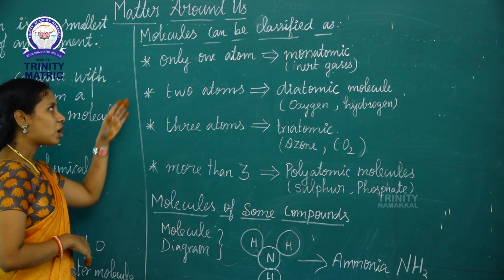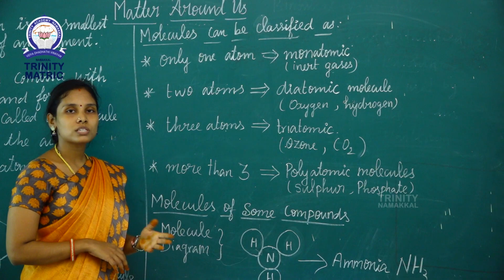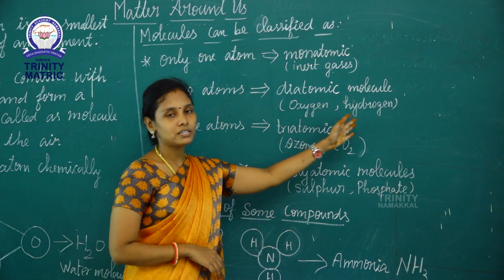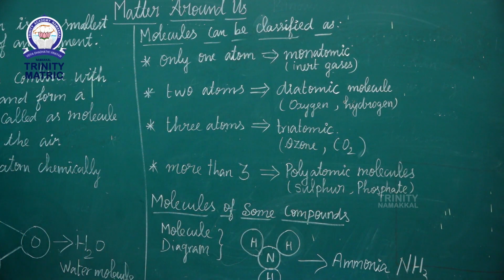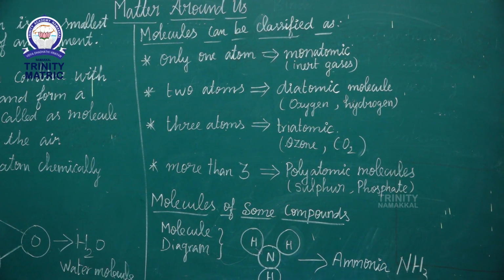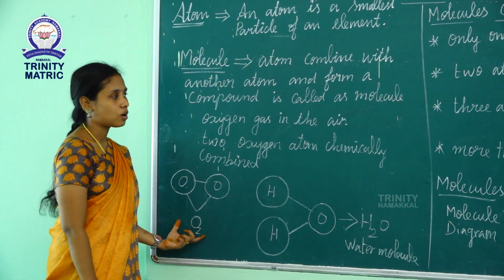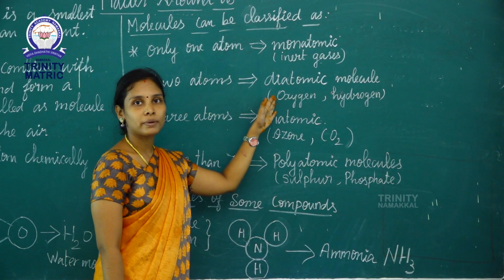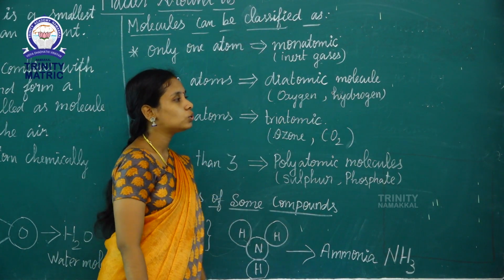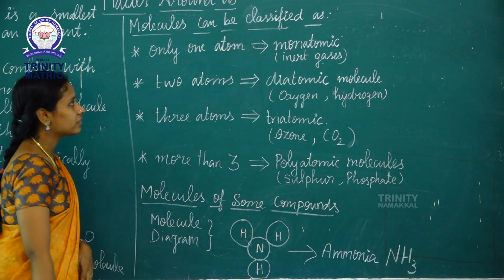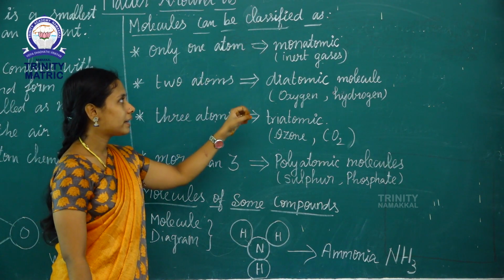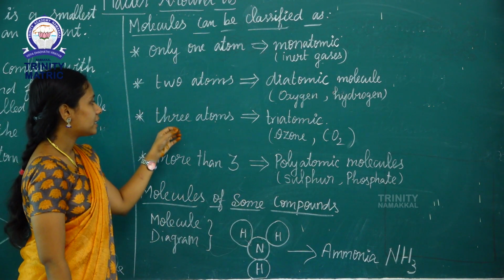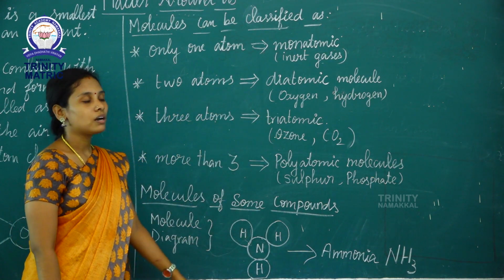Next, molecules combined with two atoms are called diatomic molecules. Example, oxygen and hydrogen. Oxygen has two oxygen atoms combined to form one compound, which is an example of a diatomic molecule. And hydrogen: two hydrogen atoms are combined with each other. That means two atoms are combined, so it is a diatomic molecule.